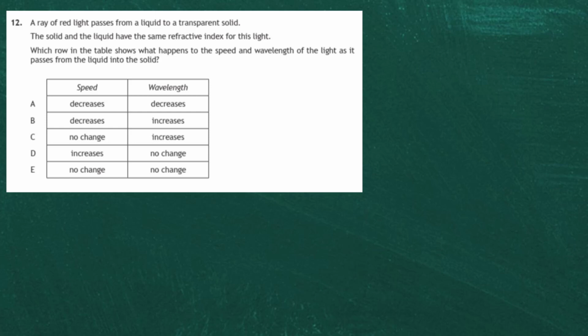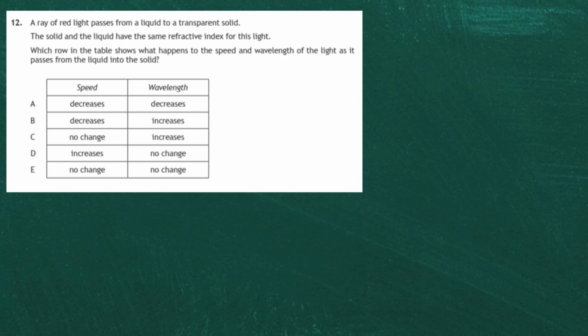Question 12 from section 1 of the 2017 Higher Physics Examination from the SQA. A ray of red light passes from a liquid to a transparent solid. The solid and the liquid have the same refractive index for this light. Which row in the table shows what happens to the speed and wavelength of the light as it passes from the liquid into the solid?